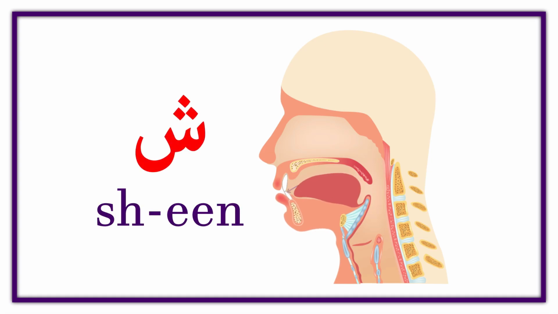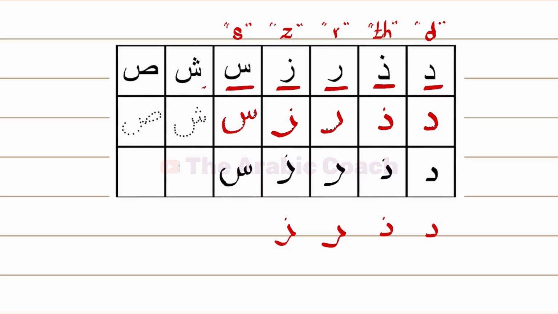Sheen, sha. Sheen makes the sh sound like in shoe. Draw the wavy line as in seen, and then add 3 dots above it. Now we have seen and sheen, which are similar in shape, but one is with the dots and one is without.